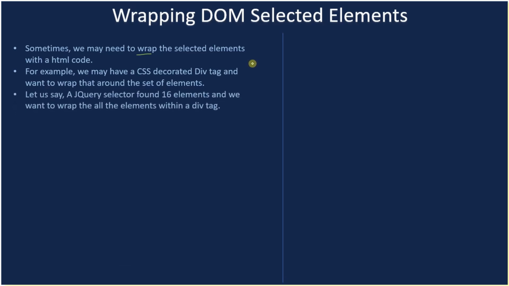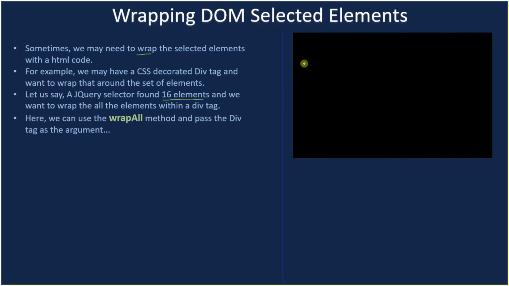Let's say a jQuery selector found 16 elements and we want to wrap all the elements within the div tag. If that is the case, we can go for the wrapAll method. Here we use the wrapAll method and pass the div tag as the argument.